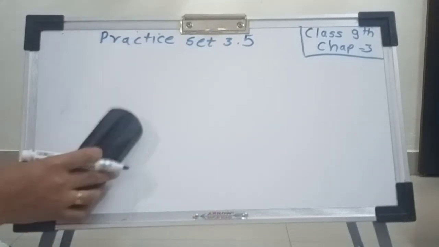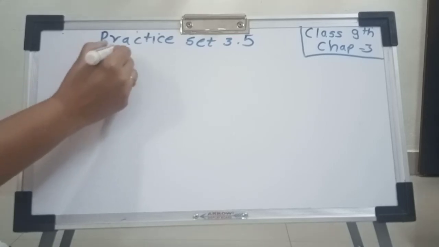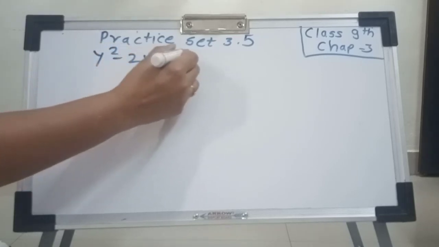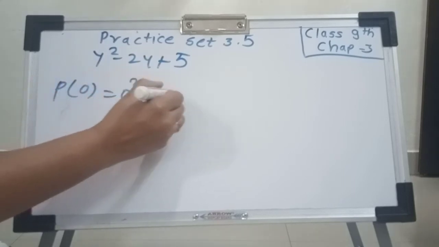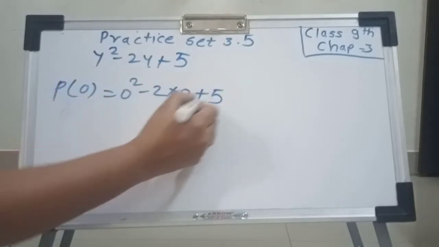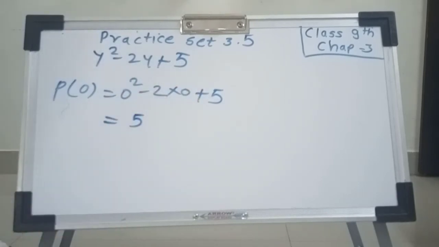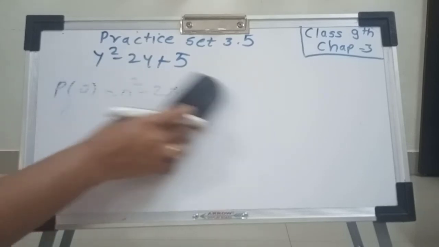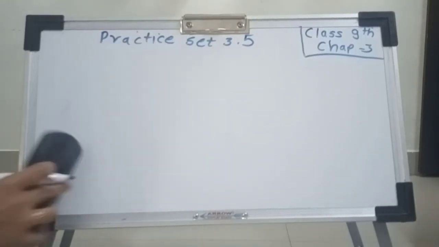Okay. Now find p of 0. y square minus 2y plus 5. Find p of 0. 0 square minus 2 into 0 plus 5. 0 minus 0 plus 5. Our answer is 5. Okay. Very easy. Understand friends? Very easy topic.